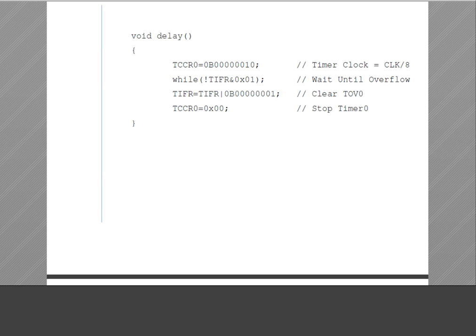Each step 0, 1, 2, 3, 4, timer overflow is 0. When we reach 255 and the clock ticks, we go from the top to the bottom, and timer overflow is set. Okay, while timer interrupt flag register .0 is not set, stop here. That means wait until overflow.